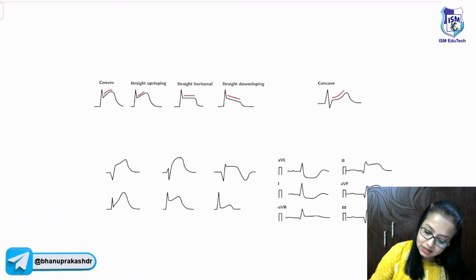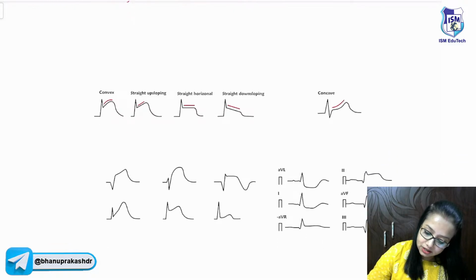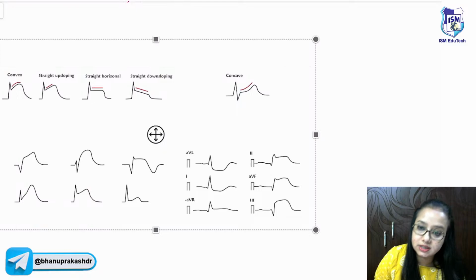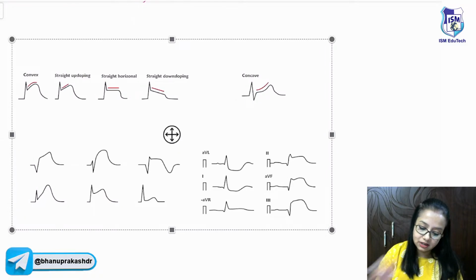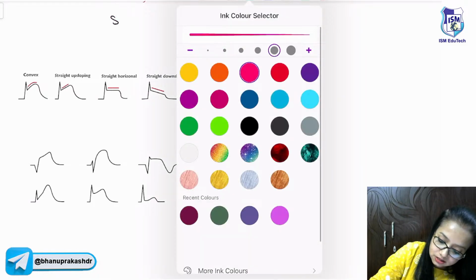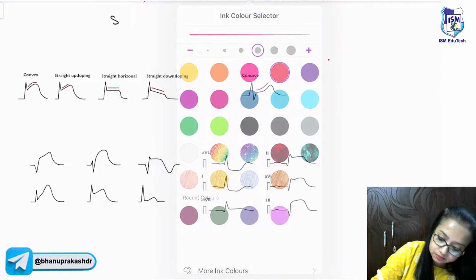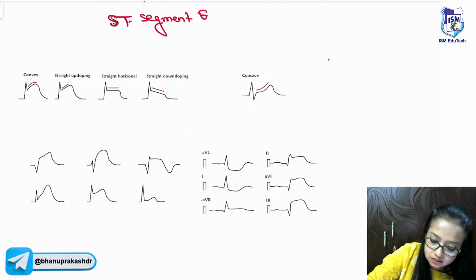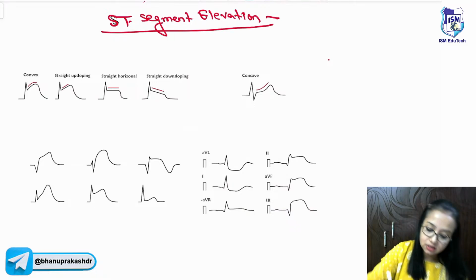So, this ST segment elevation can also be used to study various ischemic conditions, non-ischemic conditions and conditions of the heart. So, this is ST segment elevation. This is ST segment elevation.